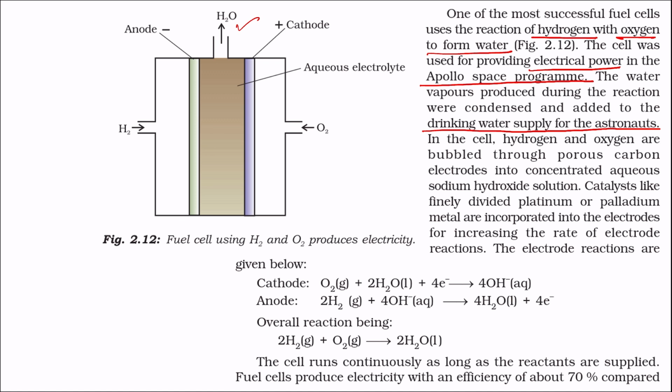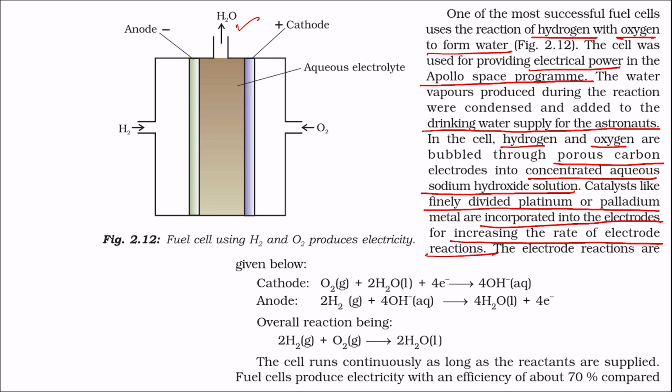Now, what kind of electrodes are present in this fuel cell? The electrodes are made up of porous carbon, and catalysts like finely divided platinum or palladium metal are incorporated into the electrodes. What is the function of these catalysts? The function of the catalyst is increasing the rate of the electrode reaction. In this fuel cell, hydrogen and oxygen are bubbled through porous carbon electrodes into concentrated aqueous sodium hydroxide solution. So, the electrolyte is aqueous sodium hydroxide solution.